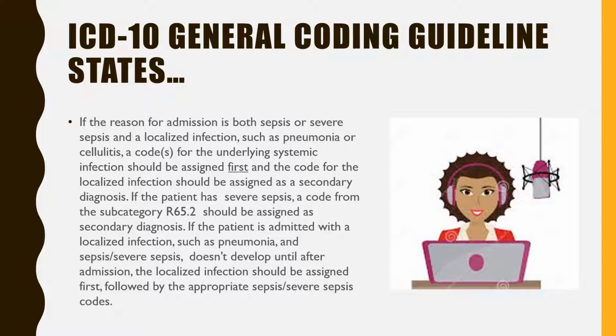If the patient is admitted with a localized infection such as pneumonia and sepsis or severe sepsis doesn't develop until after admission, the localized infection should be assigned first, followed by the appropriate sepsis or severe sepsis codes.